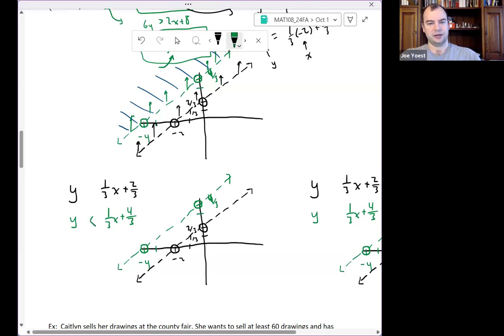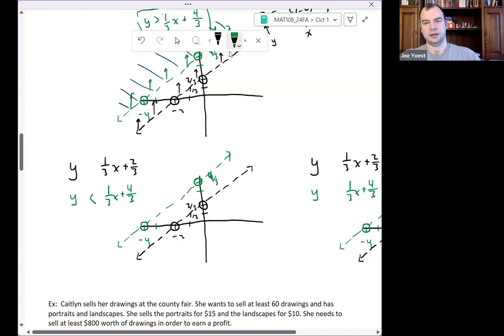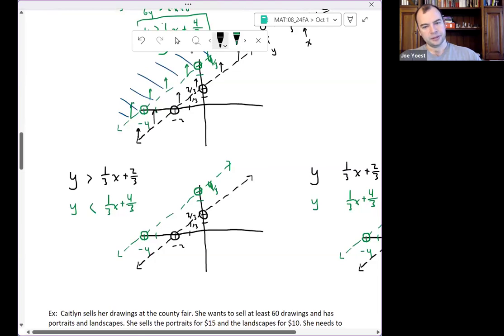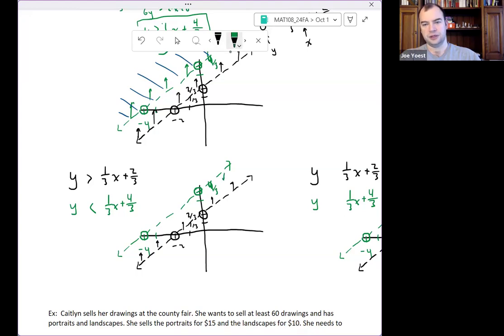But what if instead I had y less than 1/3 x plus 4/3? My green inequality was y less than instead of y greater than, like up here. And my black inequality was y greater than, like it was before. Well, here I'm looking for ordered pairs that are above the black line, and also, in this case, below the green line. So it's actually kind of this strip in between the two lines that represents solutions.